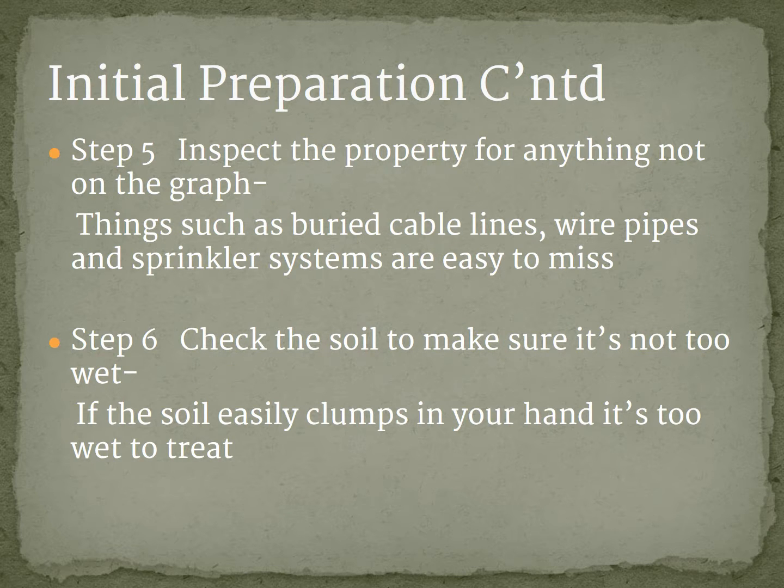Let's look at step number 5, which is going to be inspect the property for anything not on the graph. We were kind of talking about this in the last slide, but here are some other ideas of things you can run into. You can run into things such as buried cable lines, wire pipes, and sprinkler systems, and they're all really easy to miss.